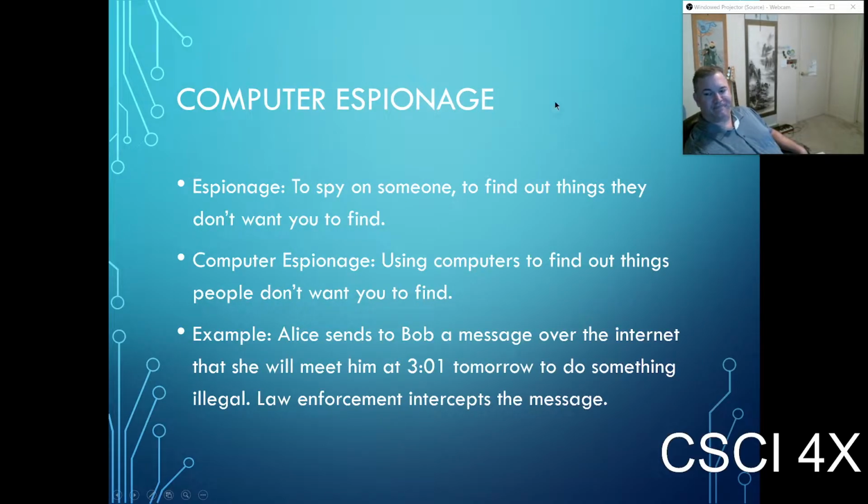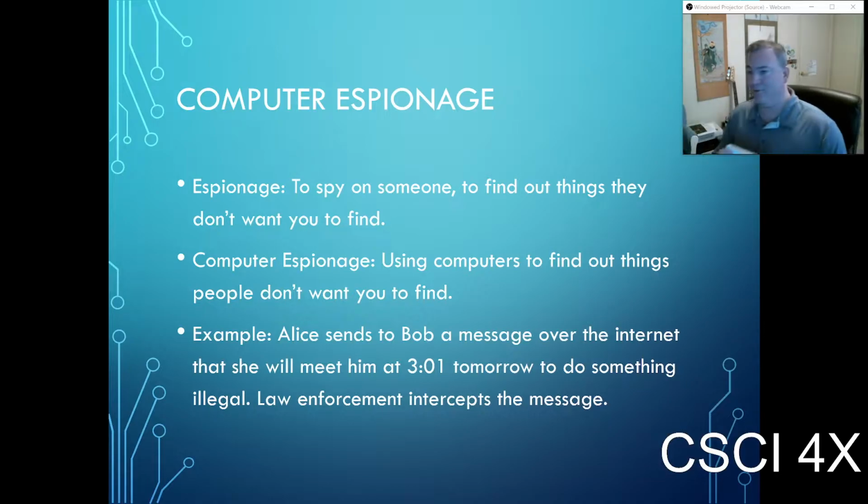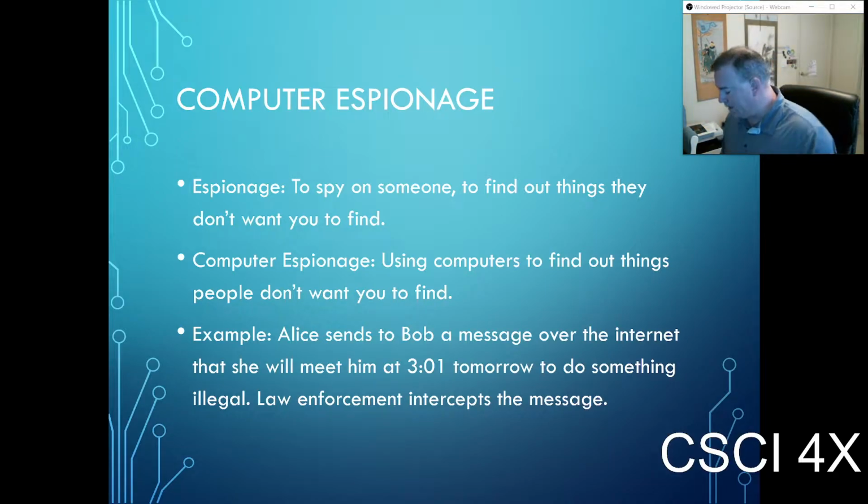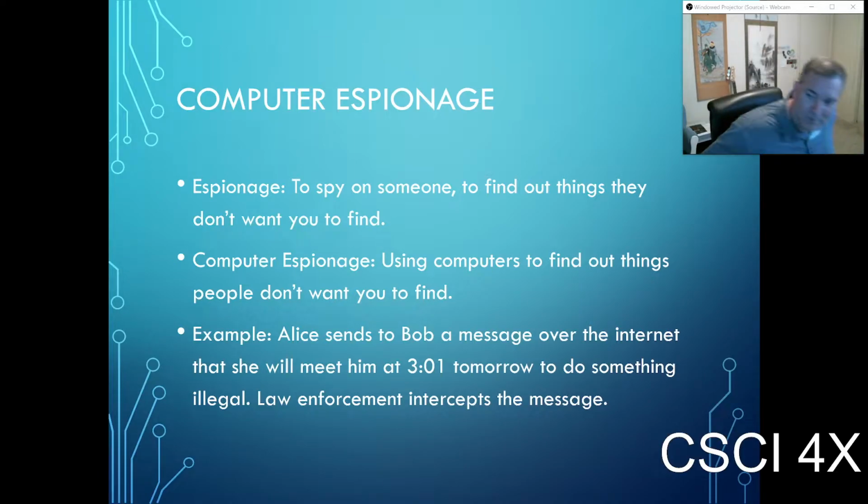Okay. So let's talk about espionage. That's a fun topic. I got a book here, which you may be interested in. If espionage and computer espionage in particular interests you, it's called Cyber Spies by Gordon Corera, and it talks about Huawei and how the People's Republic of China engages in corporate espionage, things like that.